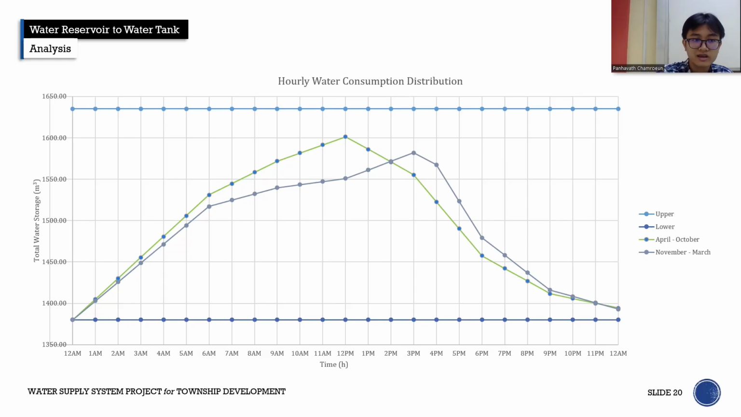And so basically what you can see here is that we need to make sure that our line stays in between these two limits, both the upper and the lower. The lower limit basically represents our three-hour water emergency supply that we need to supply to the town in case of emergency. And the top line is basically our tank maximum capacity. So let's take a look at how we determine this.